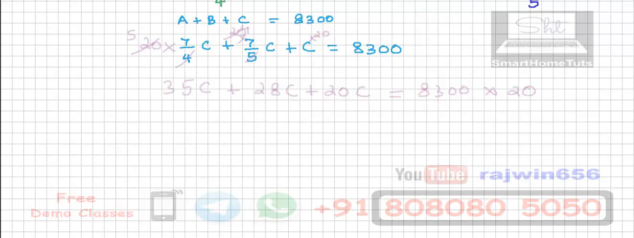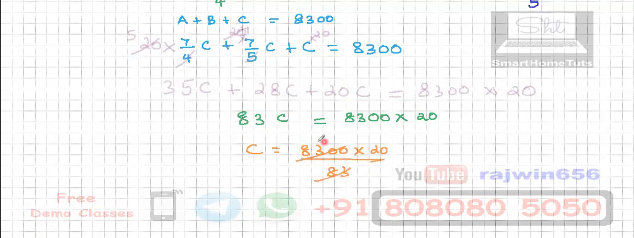Okay, now the sum is very simple. So 35 plus 28 is 63, plus 20, so this is going to become 83. 83C is equal to, I'm not multiplying this because I know that this is going to get cancelled with 83. I'm going to keep it as it is. Okay, I'll break this 83 down. So that is going to get cancelled. C is equal to 5300 into 20 upon 83. This will be 100. So this is equal to 2000.